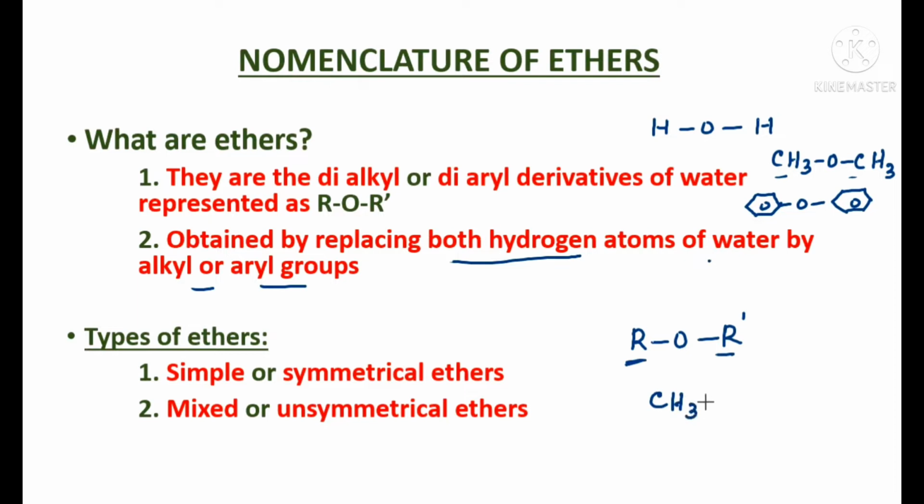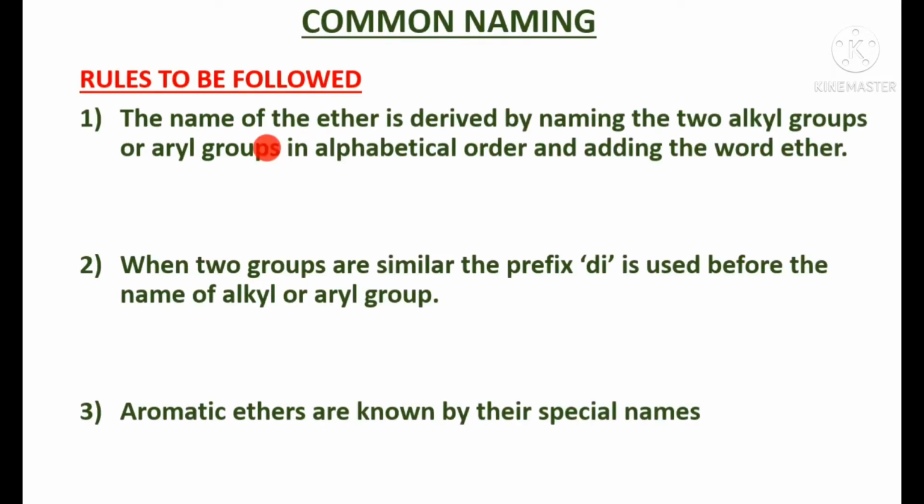I'll give an example for this. CH3-O-C2H5. So this is the example for unsymmetrical ether. See here, both the alkyl groups are different. Understood, students? We shall see the common system of naming now, which has to be followed.